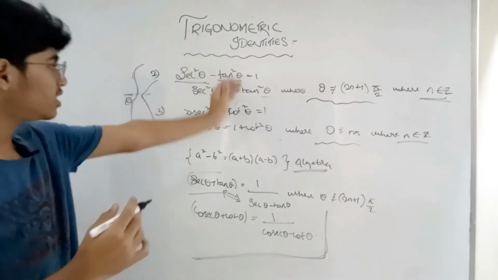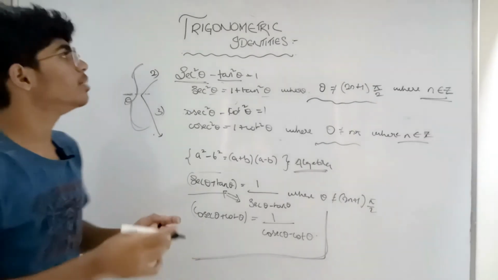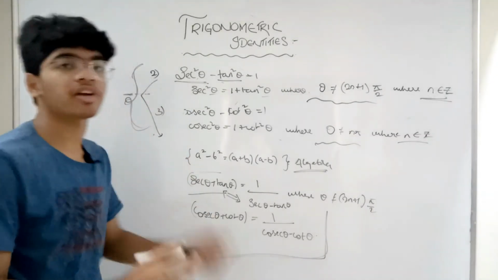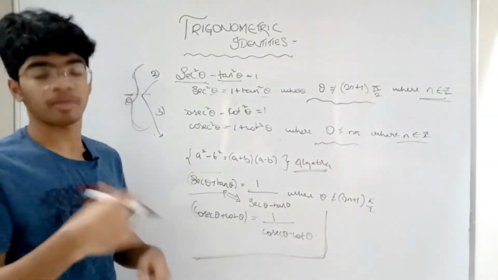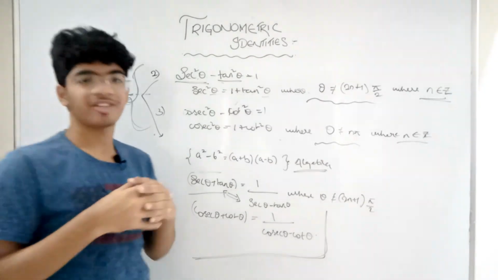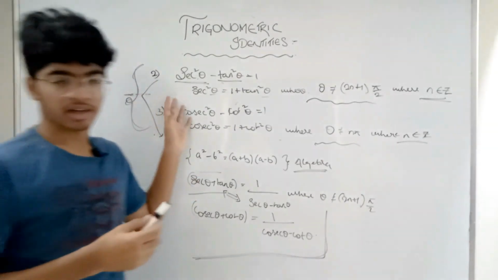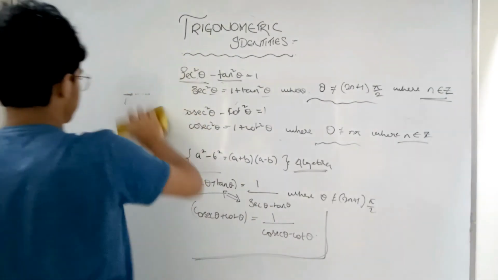These three, this and the sin square theta plus cos square theta equal to 1, are the most important trigonometric identities and the base for the remaining trigonometric identities in the trigonometry chapter. We have hundreds of trigonometric identities in the trigonometry chapter, but yeah, these are the most important. Next, we will be moving on to some more trigonometric identities.